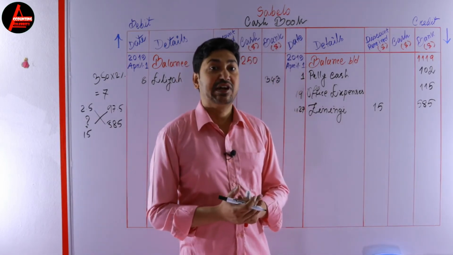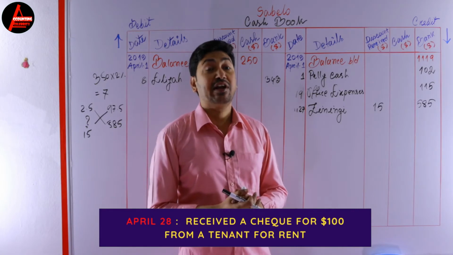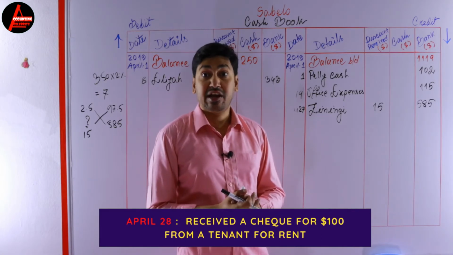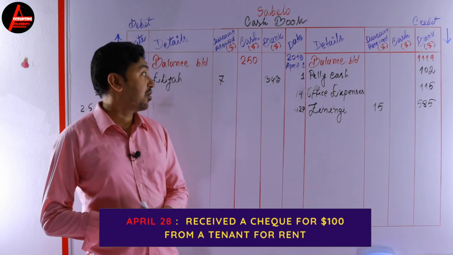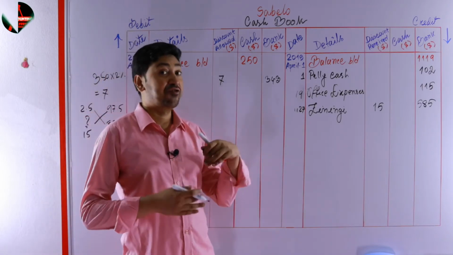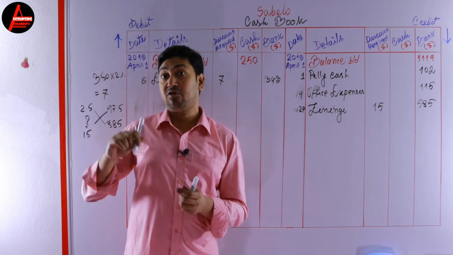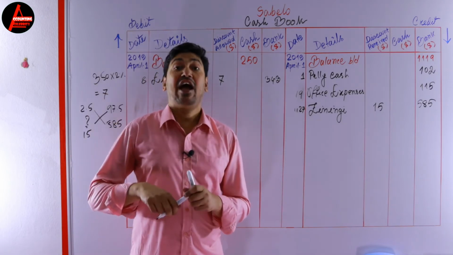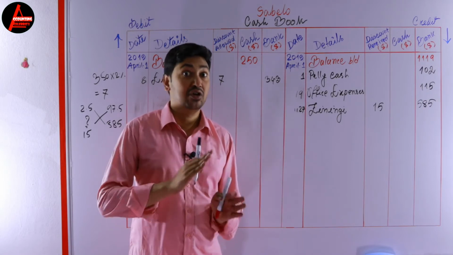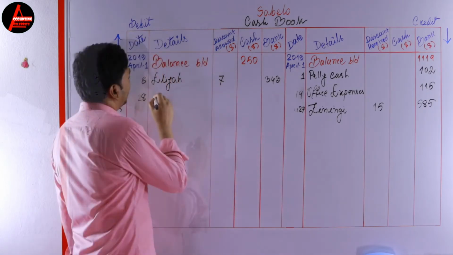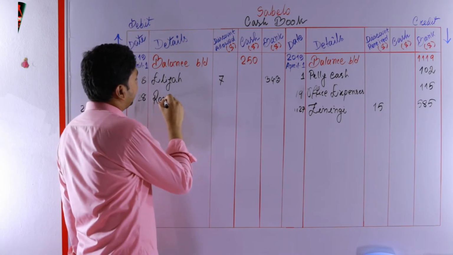Next one is 28. Received a check for $100 from a tenant for rent. Yes, we received a check. That means our bank balance will be increased. So we have to record in the debit side. And this transaction is more than 90, so we have to record in the cash book, not in the petty cash book. So we'll write here rent.